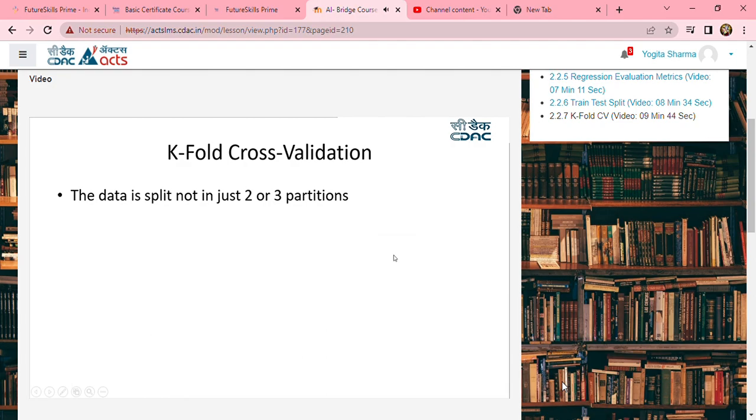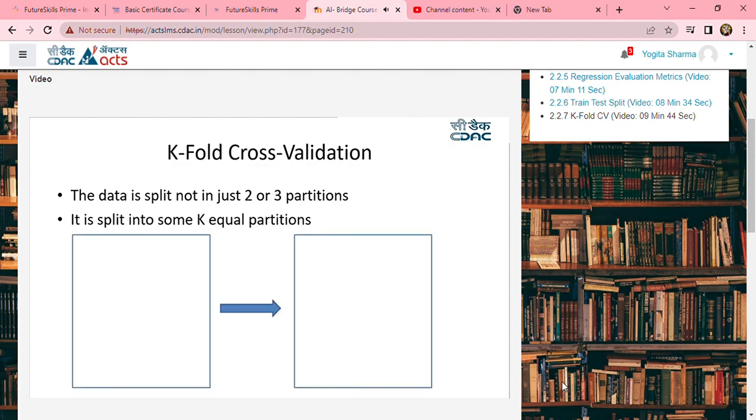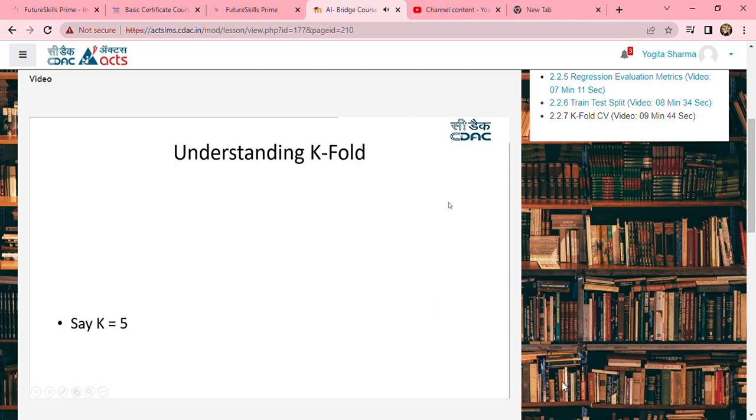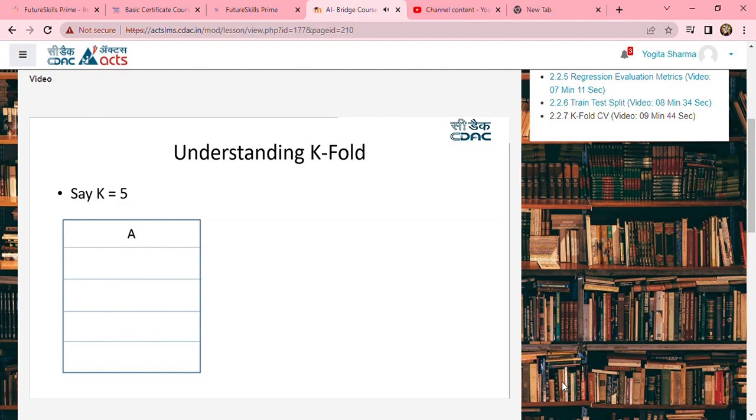K-fold cross-validation doesn't rely on just 2 or 3 partitions. It splits the data into k equal partitions. K may be 5, 10, or 20 also. So given the data, we have k equal partitions. Let us see what we do with these k partitions. Say that for our problem, k is equal to 5. So we have 5 equal partitions A, B, C, D, and E. Let us consider that we have 100 observations. If these are partitioned into 5 equal parts, obviously every partition will have 20 observations.